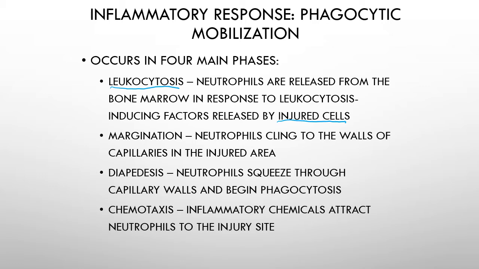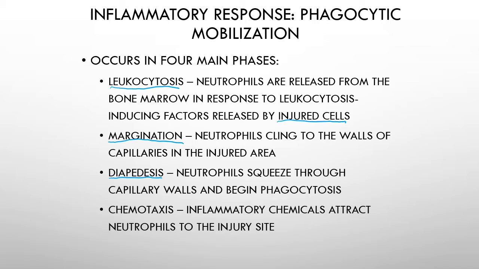Once those neutrophils get into the area of the damage, where the chemicals are at their greatest concentration, they're going to need to stop moving through the blood vessels, and that's where we get what we call margination. They start to cling to the walls of the capillaries in that area of damage. Now they need to get out of those capillaries, and that process is what we call diapedesis.